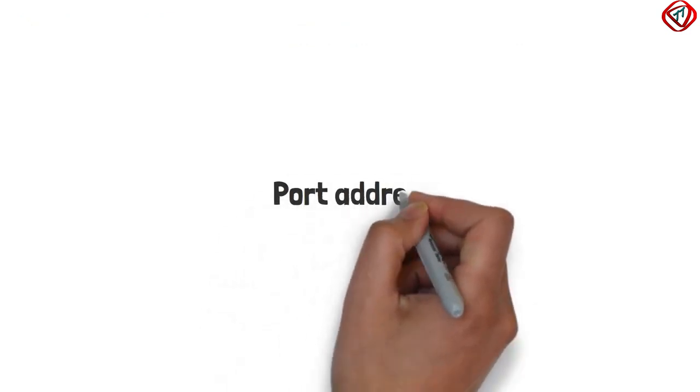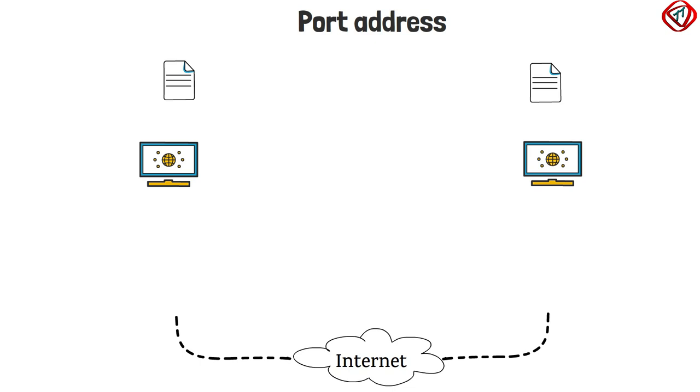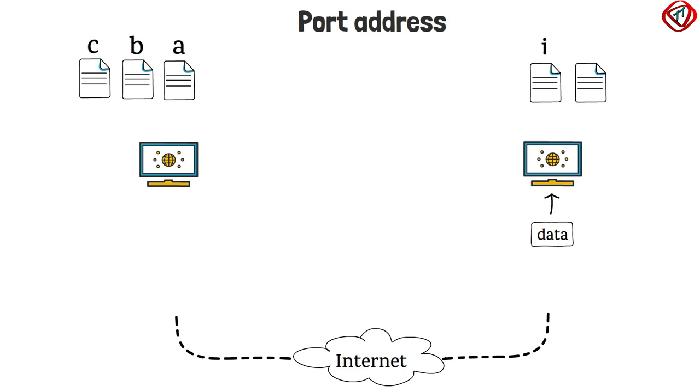Now, port address. In a network, a process running on one computer sends data to another process running in another computer. The destination host can have multiple processes running simultaneously. So, once the destination host receives the data using physical and logical addresses, it should be delivered to the right process. For this, each process is assigned a label called port address. Port address in TCP/IP is 16-bit in length.